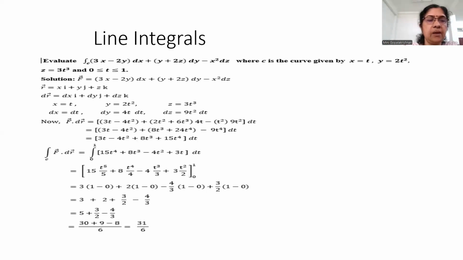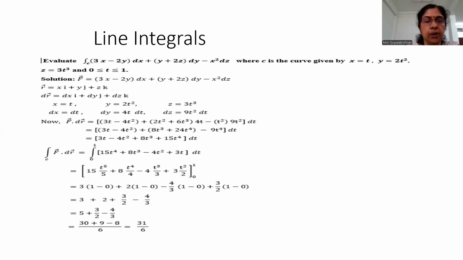So when we simplify F dot dr, we get 3t minus 4t squared plus 8t cubed plus 15t raised to 4. So we get a big term. We will put it inside the integral between 0 to 1. Those are the limits of t. So all our variables are reduced to the parameter t along with the dt. And now it has become normal integration.